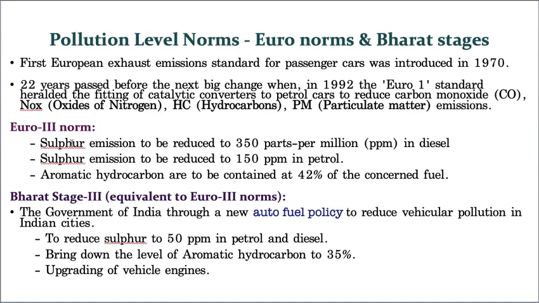In Euro 3 norm, they wanted to reduce sulfur emission to 350 parts per million, that means ppm in diesel. That means in diesel they wanted to reduce the sulfur content to only 350 ppm, and they also wanted to reduce the sulfur content to 150 ppm in petrol, and decrease aromatic hydrocarbons to 42 percent. So these are the Euro norms.